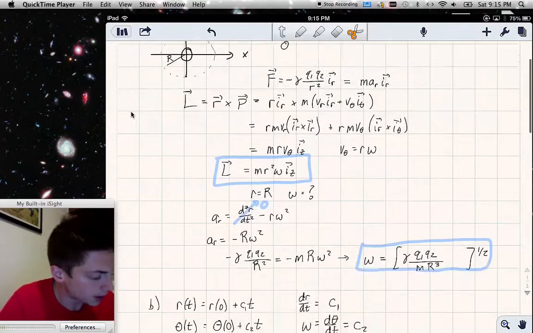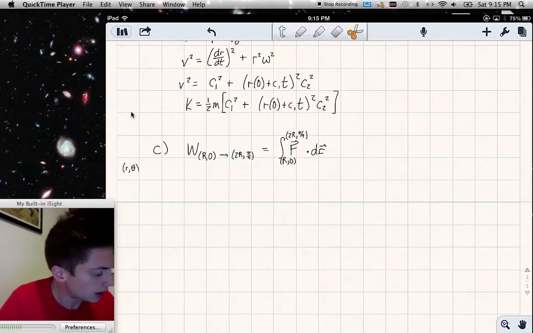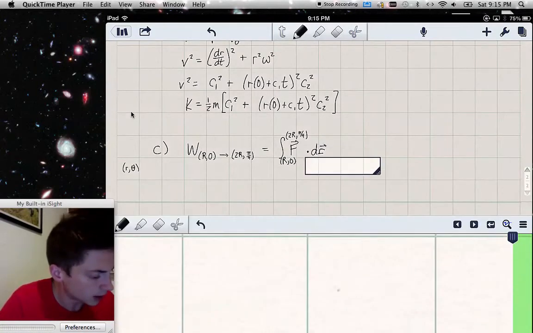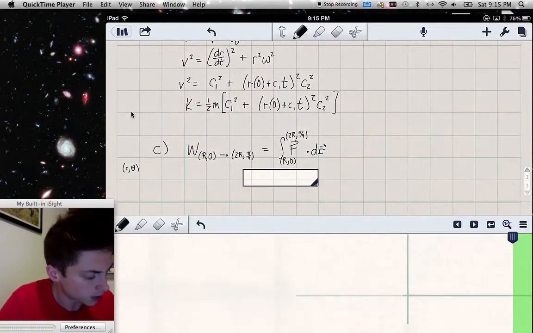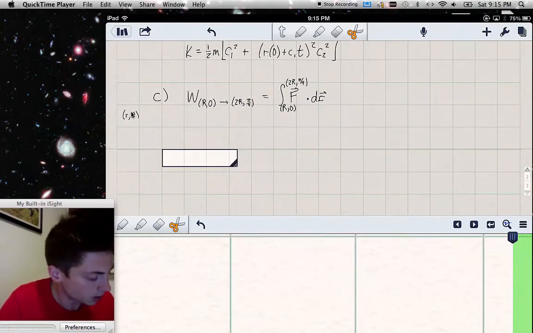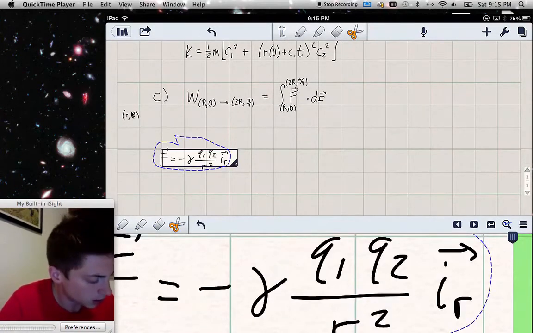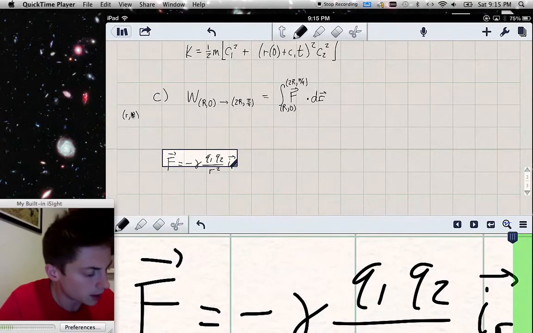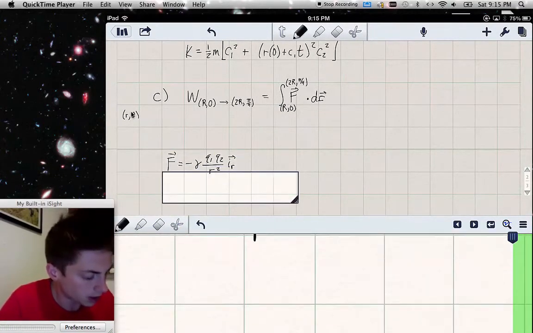So let's copy it, and let's bring it down. Okay? Alright. So F in polar coordinates, we'll start at the next page here, is equal to this. Here we go. Now dr in polar we actually get from the velocity vector.